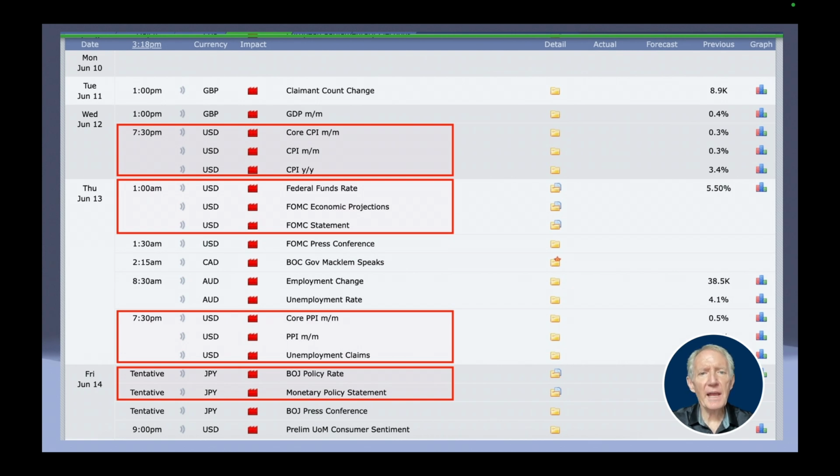Let's see what's going to happen with the Japanese yen. Are they finally going to come in and support the Japanese yen? My guess is probably not, but we'll wait and see. So that's the high impact news items we need to be aware of. Watch out for these during this week. It's going to be a very volatile week.